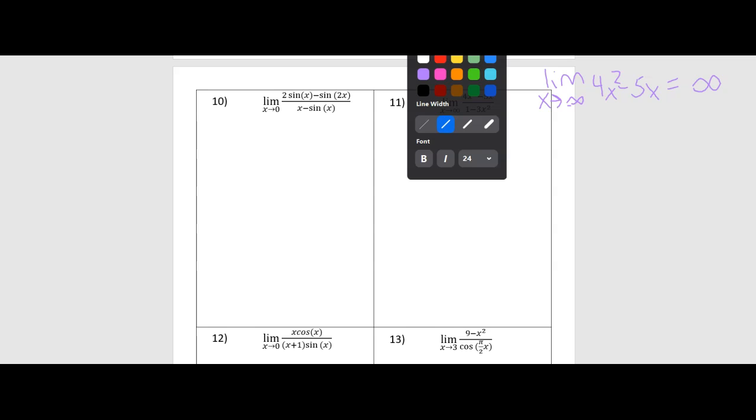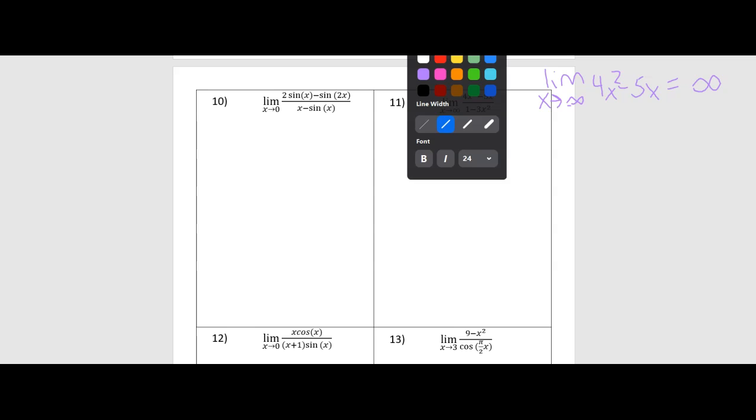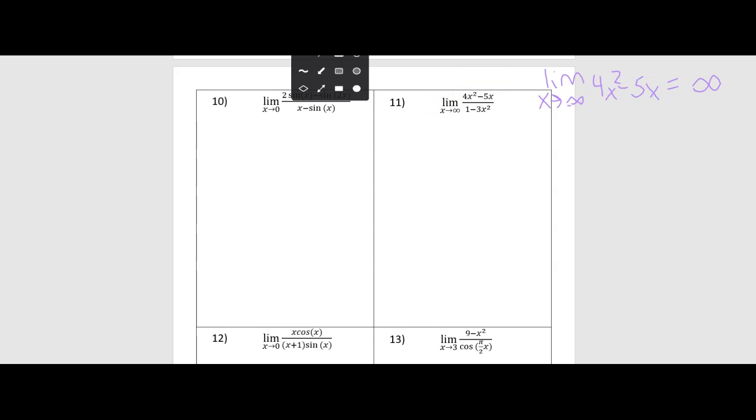Remember, as the x values get really large, we really only care about the term with the largest power. We want to see what that's doing. And in this case, that's approaching infinity, which means the entire expression is going to approach infinity. Let's check the limit of the denominator.